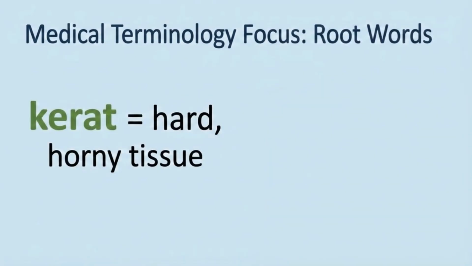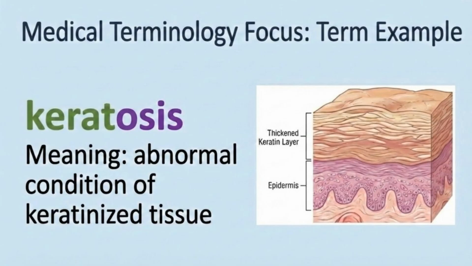The root kerat refers to hard or horny tissue and relates to keratin, the protein that strengthens and waterproofs the epidermis. Keratosis is built from the root kerat and the suffix osis, meaning abnormal condition. This term refers to an abnormal condition involving keratinized tissue.